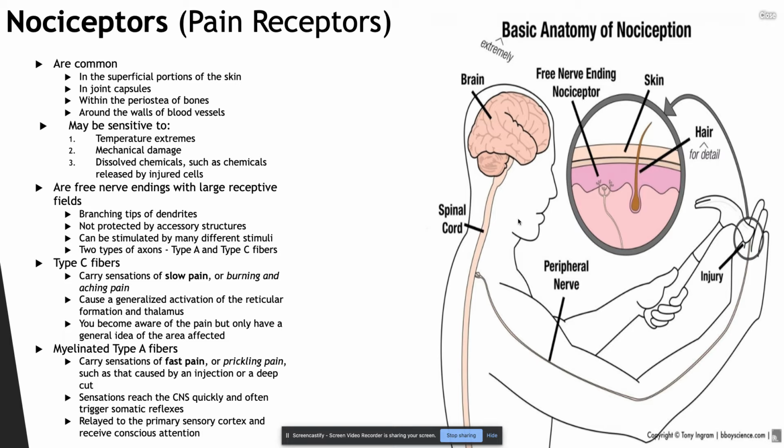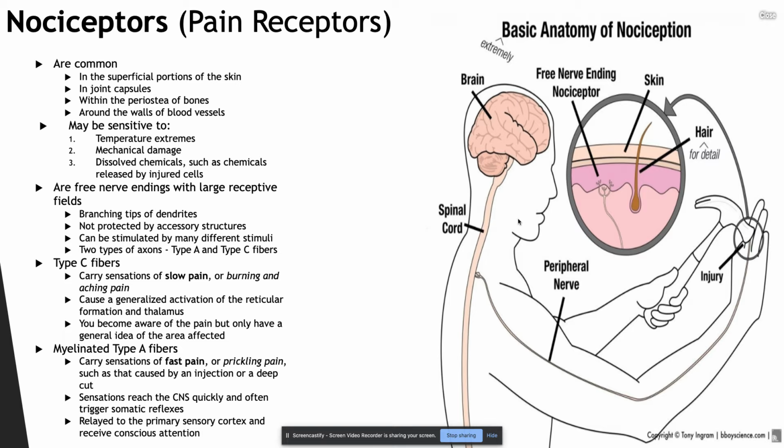Different nociceptors may be sensitive to extremes of temperature, mechanical damage, and dissolved chemicals, such as chemicals released by injured cells. Very strong stimuli, however, will excite all three receptors. So, for that reason, people describe very painful sensations, whether caused by acids, heat, or a deep cut, using similar descriptive terms such as burn.